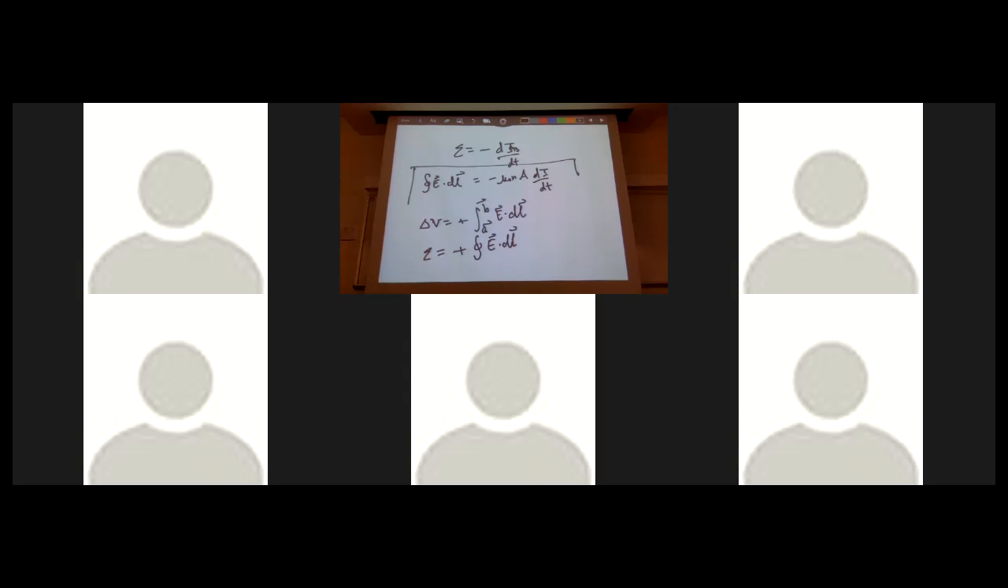This, actually if I put it up here, closed loop integral E dot dl, this is actually Faraday's law. So what Faraday's law actually says is that what we're really doing is we're actually inducing an electric field inside of the loop. So if I have a time-changing magnetic field, a time-changing magnetic field then creates a time-dependent electric field. That's what this thing is saying.